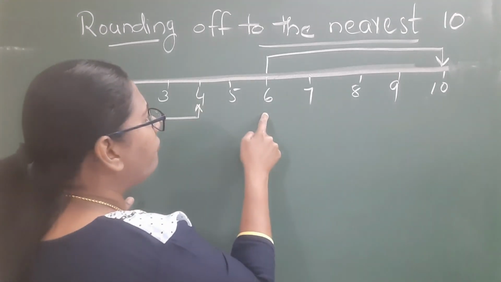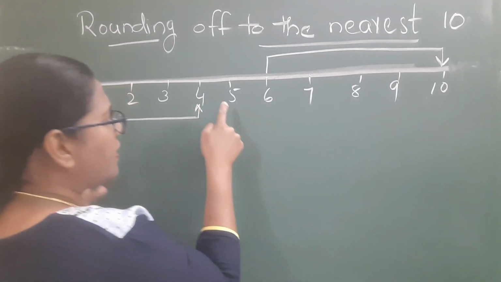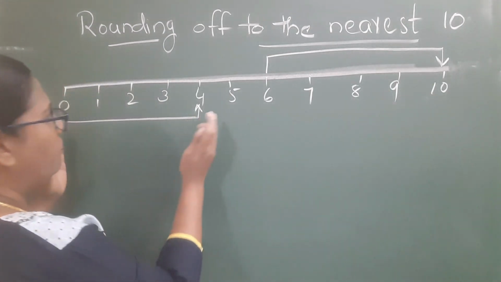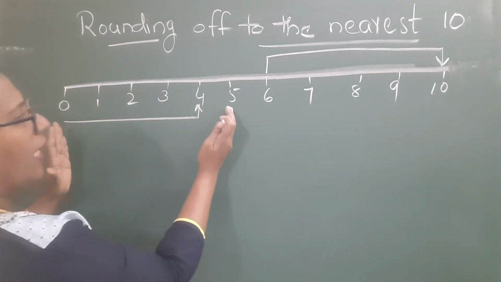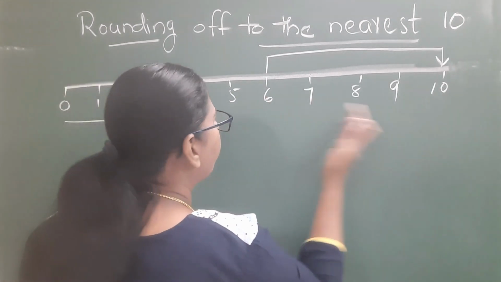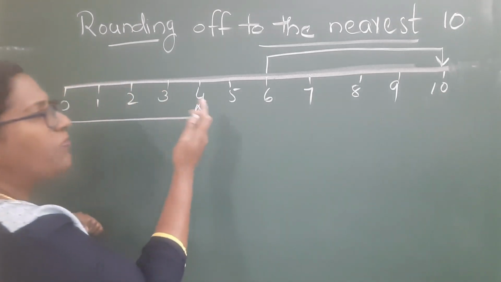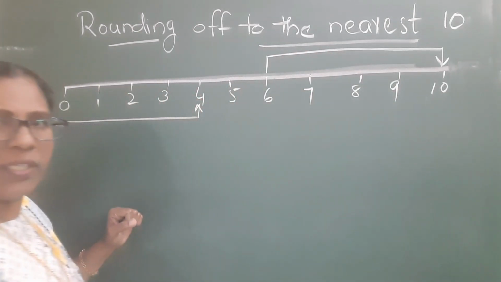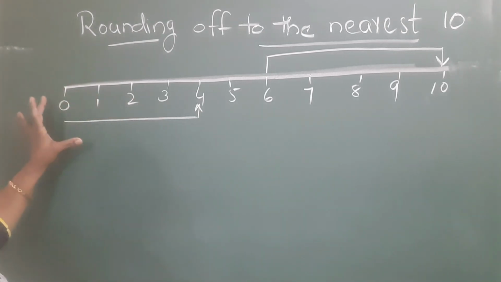Between 4 and 6 there is 5. This 5 is equidistant to 0 and 10. The distance from 0 to 5 is the same distance from 5 to 10. So 5 round off to 10. You understand? This is the scale.